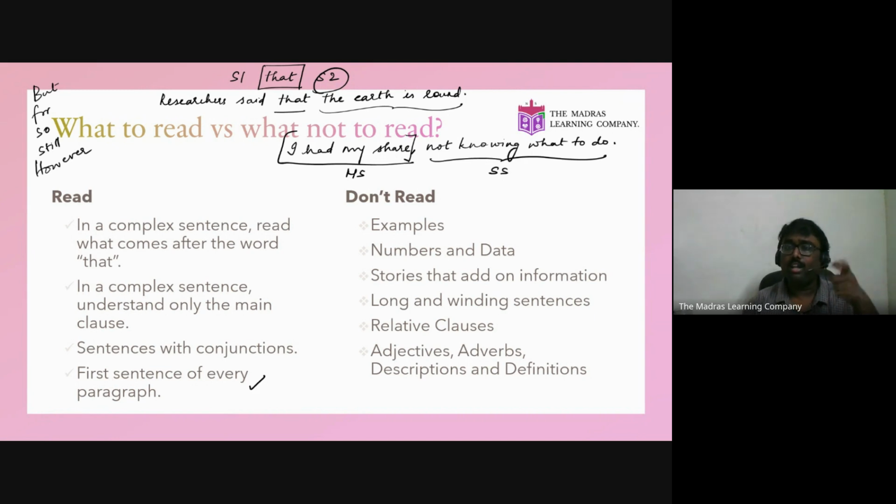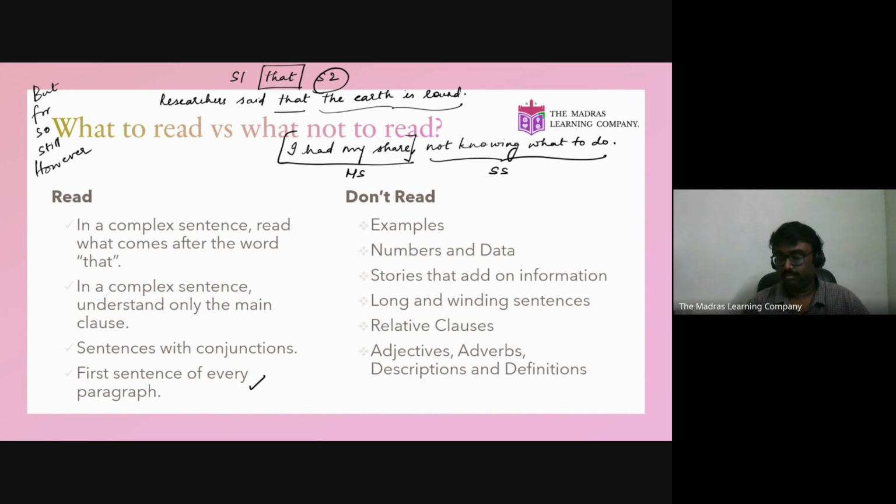Okay. So these four are very important. Whenever you read the passage, when you have the word "that", read what comes after that. If it's a complex sentence, understand only the main sentence. If there are conjunctions like however, thus, therefore, clearly, and all of that, slow down and read that sentence, and read the first sentence of every paragraph for sure.